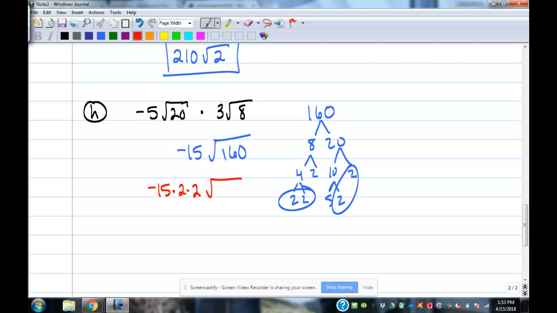What's left inside of the square root? 5 and 2. That 5 right there and that 2 right there are the ones that are not being used from the tree. So what's 15 times 4? Or here's the easier problem. What's 15 times 2? What's 30 times 2? 60. What's 5 times 2? We've simplified that radical.